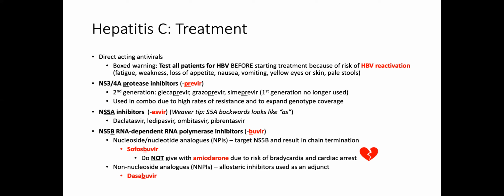NS3,4A protease inhibitors are going to end with previr. So second generation, if we see previr, we're thinking protease inhibitors. They're used in combo due to a lot of resistance, and it expands genotype coverage. So when you are going to treat a patient, you have to get their genotype to make sure that you can get them the right medications. And when it first came out, there was only one genotype that it worked on, but now they've increased it as more drugs have come out.